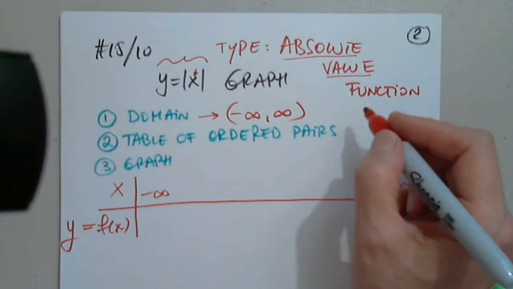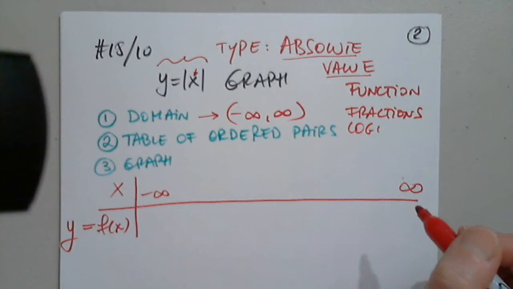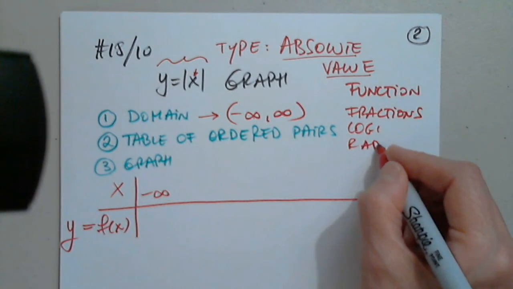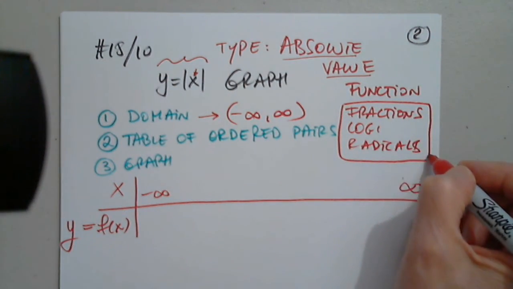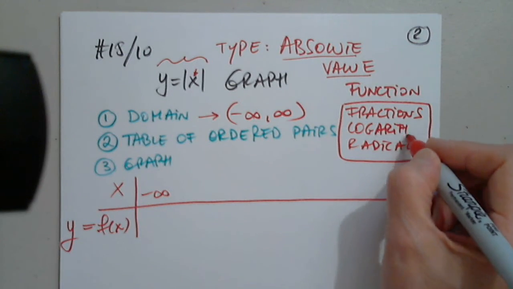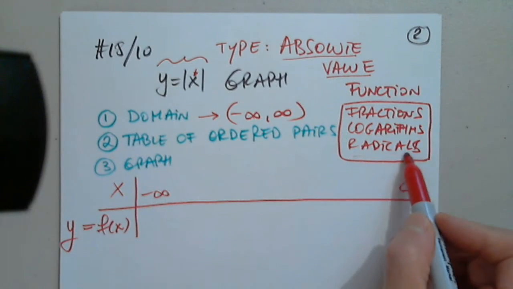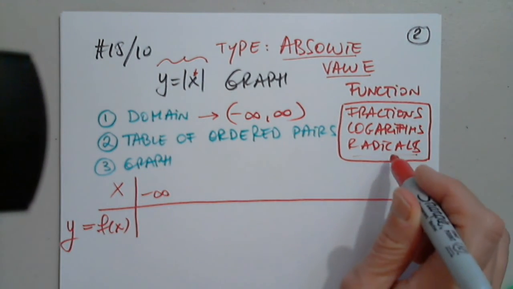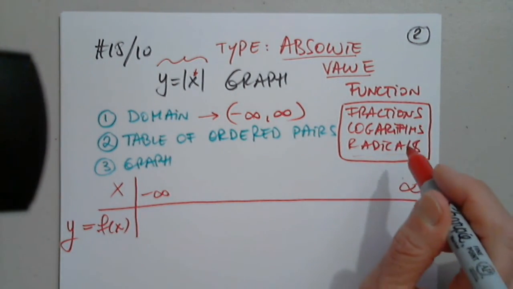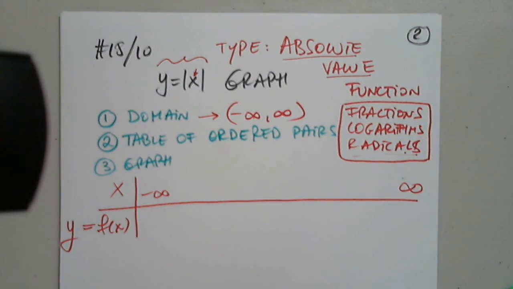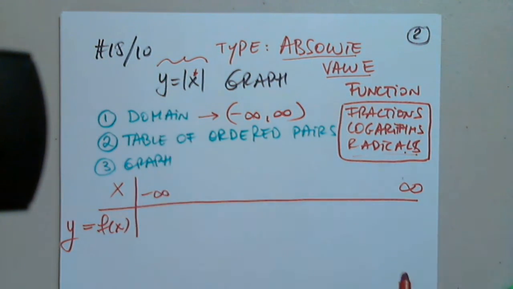What could be a restriction? Fractions have restrictions. Log functions have restrictions. Radicals. These are functions with restrictions. Fractions, logarithms, radicals. These are not friendly functions. They could be, but when I work with fractions, logs, and radicals, I have to be very careful. But this is a friendly function, what I like to call friendly. Good. So let's pick some values.